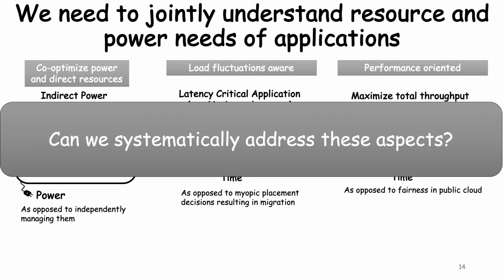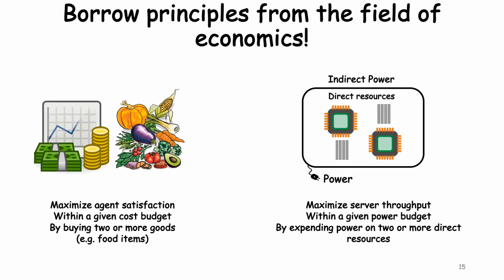So, the key question is, can we systematically address all three aspects? We can borrow principles from the field of economics to systematically and jointly address them. For example, cost is an indirect resource which we need to buy goods like fruits and vegetables. There are methods and metrics in economics to maximize user satisfaction within a given cost budget while buying two or more goods. Our problem is similar to that, where power is comparable to cost, an indirect resource, and goods are comparable to direct resources. Here, our goal is to maximize server throughput, which is similar to the goal of maximizing user satisfaction in buying goods as allowed by the cost budget.